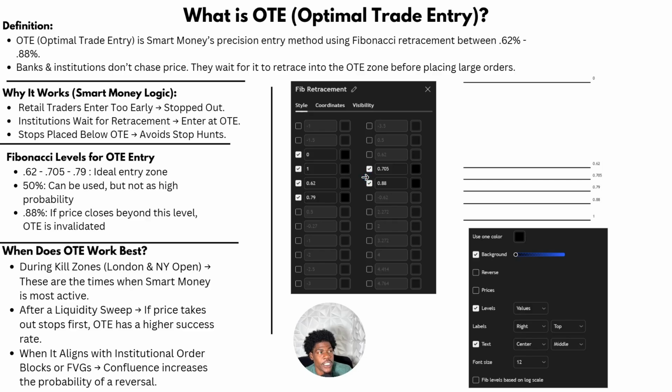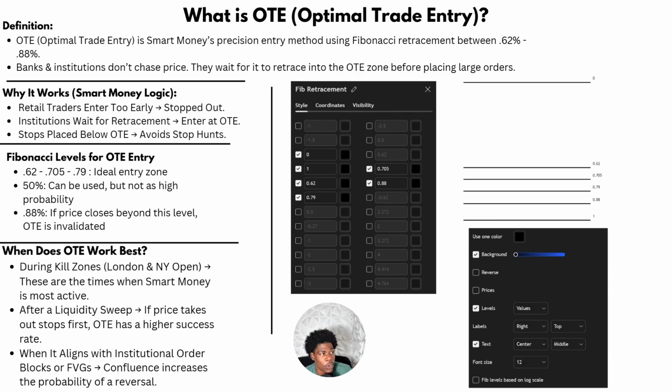What is OTE? Our optimal trade entry. The definition is: OTE is smart money's precision entry method using the Fibonacci retracement between the 0.62 to the 0.88. This right here is the main key zone that we look for. The banks and institutions don't chase price, like I stated before. They wait for it to retrace into the OTE zones before placing their large orders.